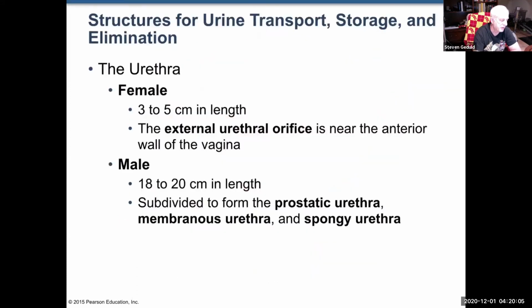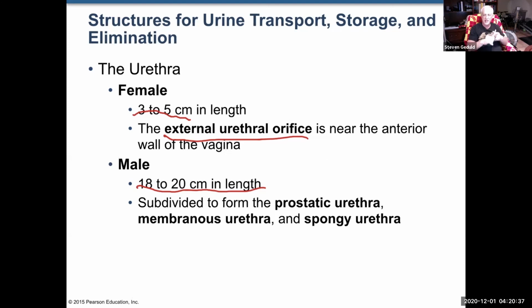Now the urethra is a lot different in males and females. In females, the urethra is about 3 to 5 centimeters long. The external urethral orifice that you control is near the anterior wall of the vagina. In the male, the urethra is 18 to 20 centimeters long, 4 times the length, and is subdivided. We have a prostatic urethra, a membranous urethra, and a spongy urethra. Females only have a urethra.